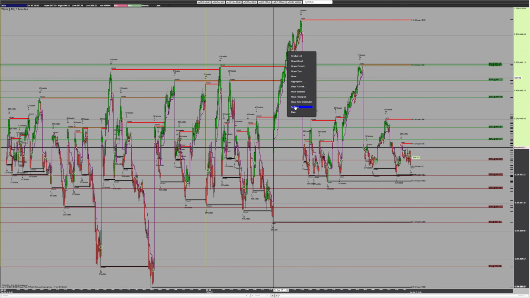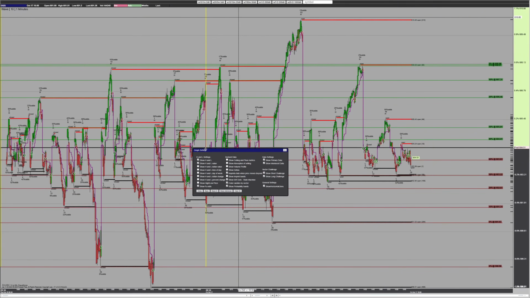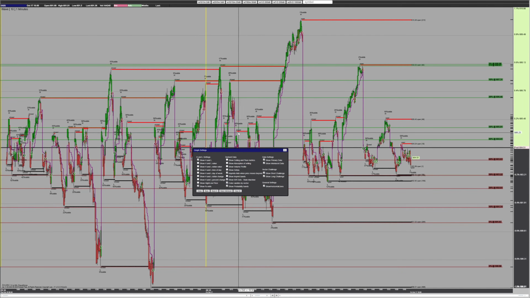I hope that the wave time distribution was pretty easy to understand and the video did the job. Next up we have the settings. Now settings, I'm going to be explaining them very slowly. First of all we have the show HNL, that marks out whatever high or low we are forming. You can see it right here. We can see that this is a high, this is a high, this is a high, this is a low, this is a low, this is a low.